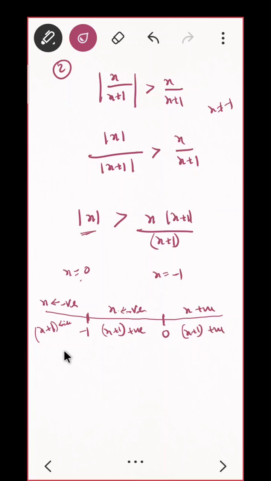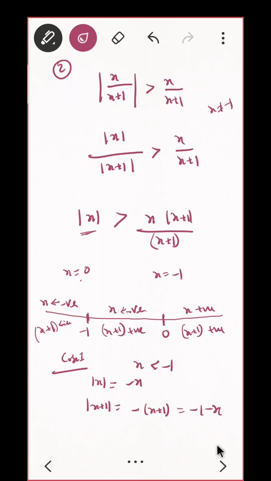Okay, what is case 1? What is case 1? When x is less than -1, correct? What do you know about mod x? And what do you know about mod of x plus 1? Both are negative, na? So it will become minus x and it will become minus of x plus 1. Do you agree? Yes.